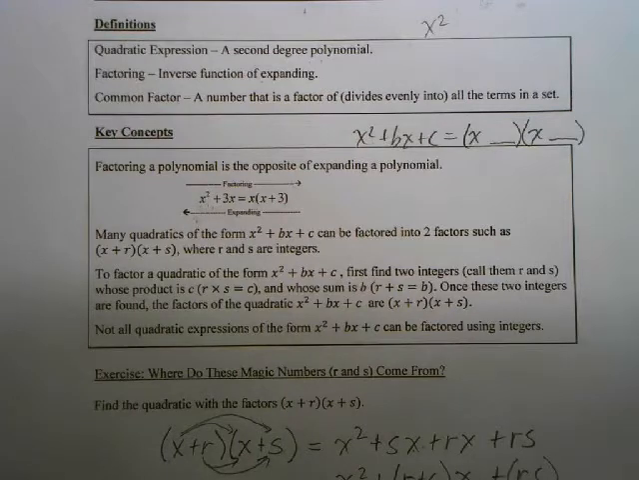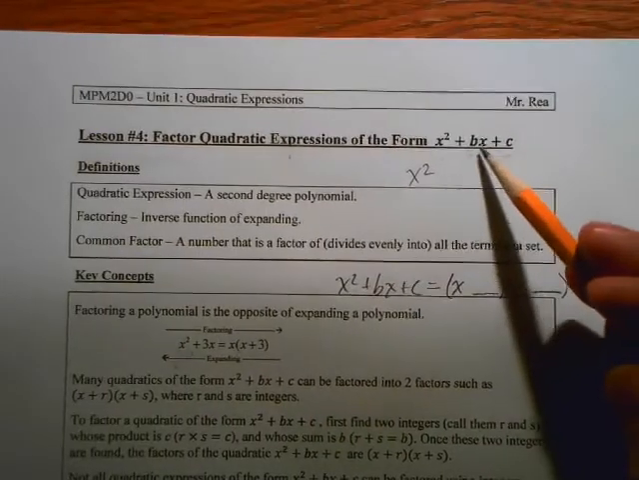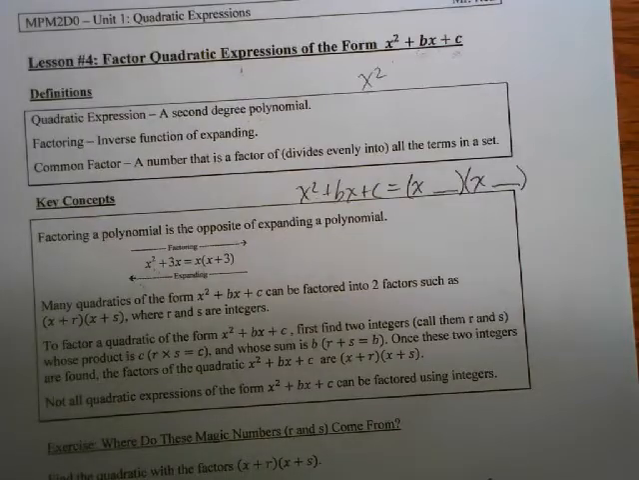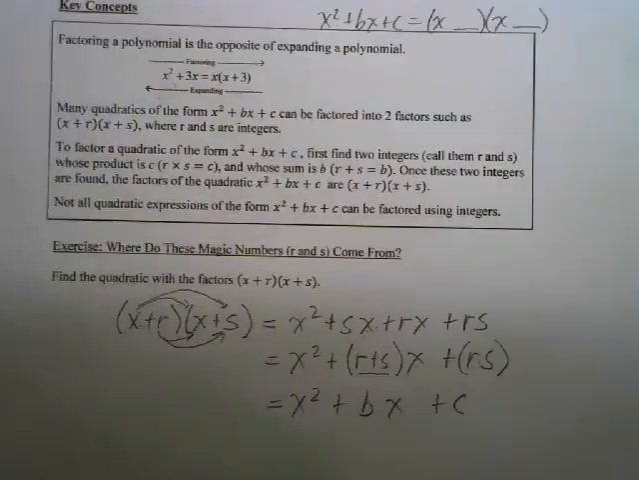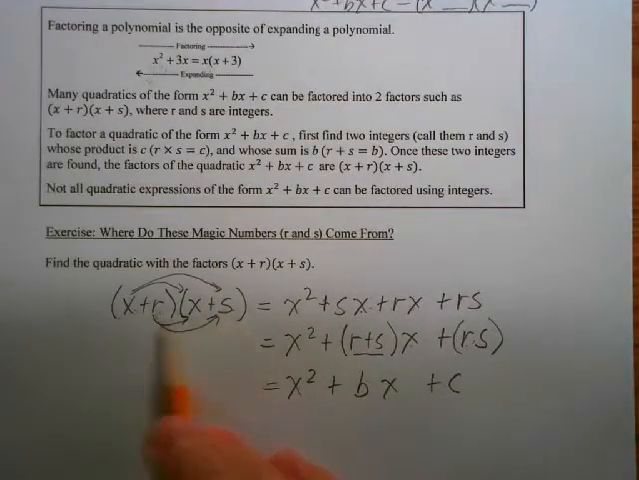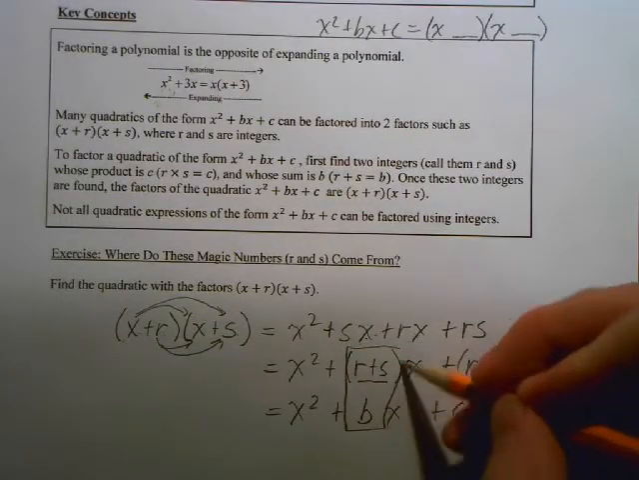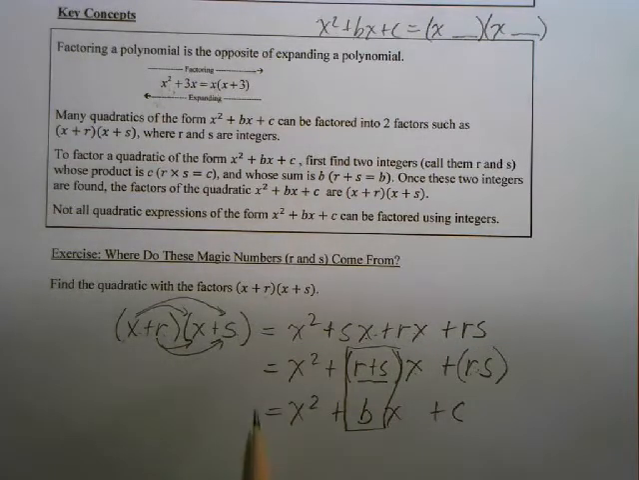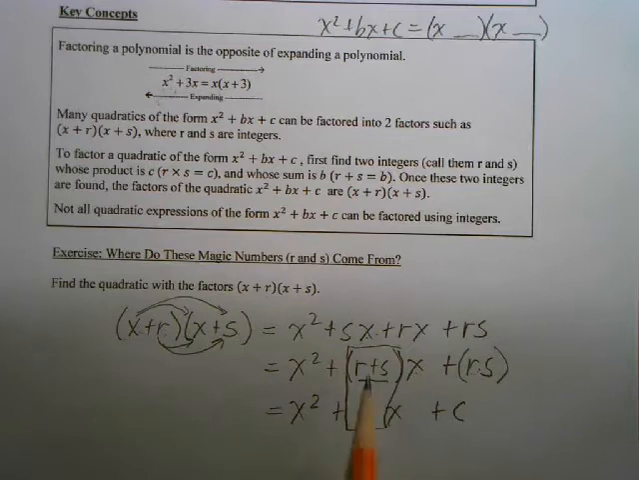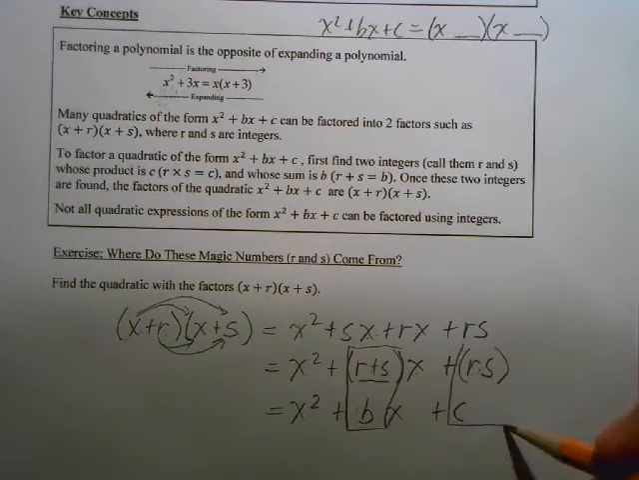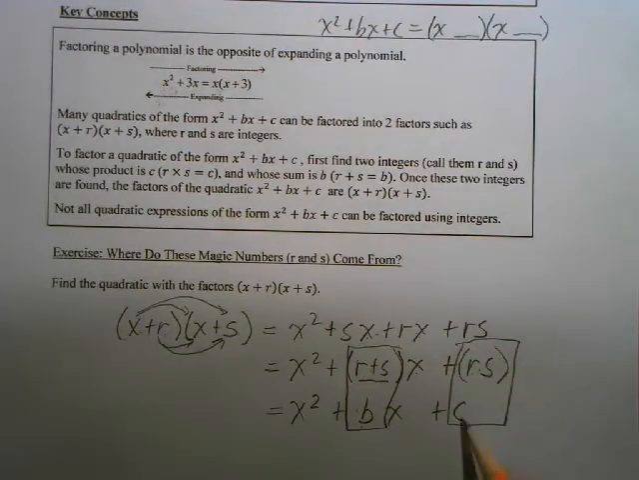Okay, so if I compare this back to the original question, we said it was x squared plus bx plus c. So you can see where these 2 magic numbers come from, the r and the s that we're looking for. You can basically see that b will be the sum of the 2 numbers. So I'm looking for 2 numbers that add up to b, and c is the product of those same 2 numbers. So if we multiply r and s together, we get c.